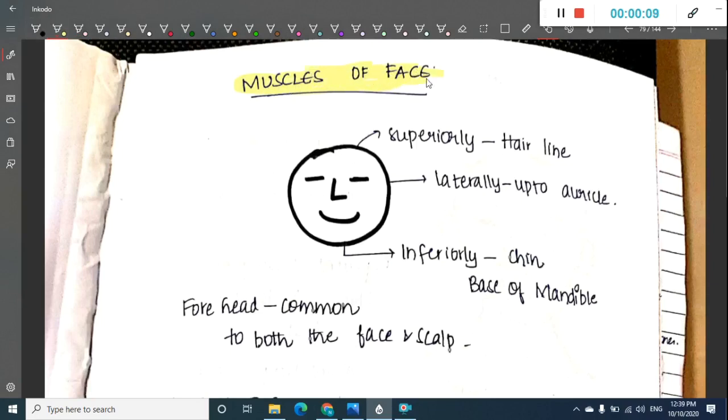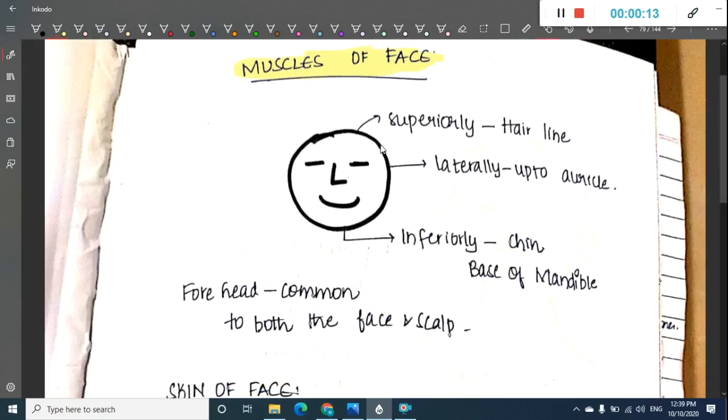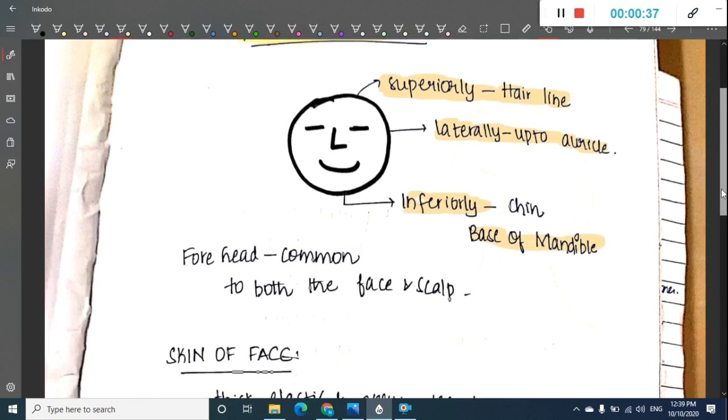So in the muscles of the face, first, what is the face? Superiorly, it is bounded by the hairline. Laterally, it is present up to the auricle. Inferiorly, it extends up to the chin or base of the mandible.